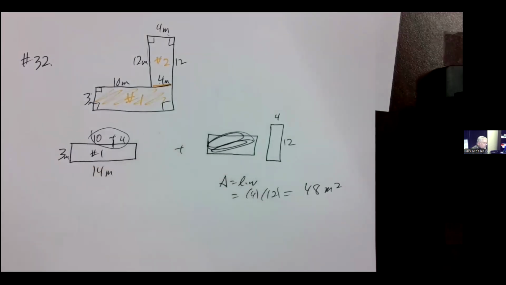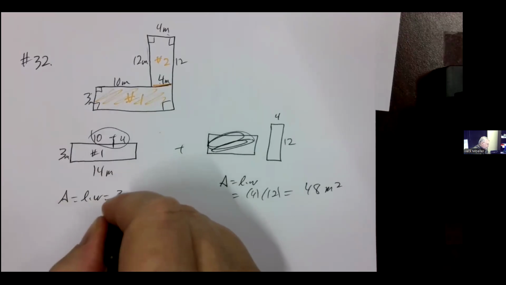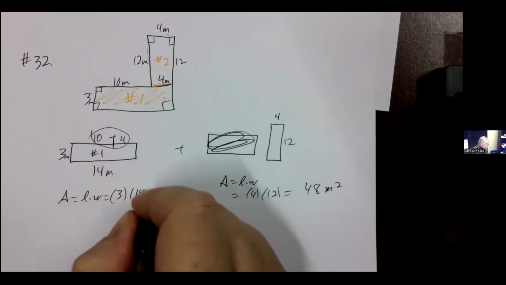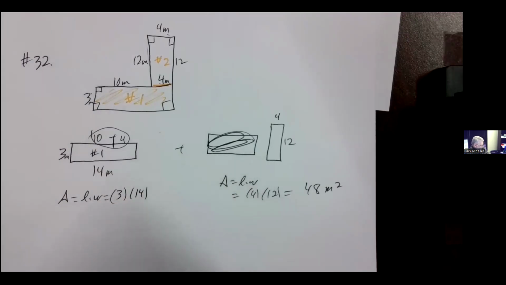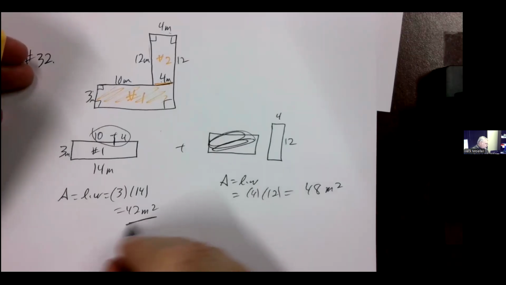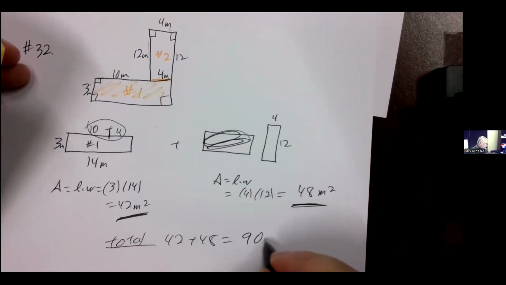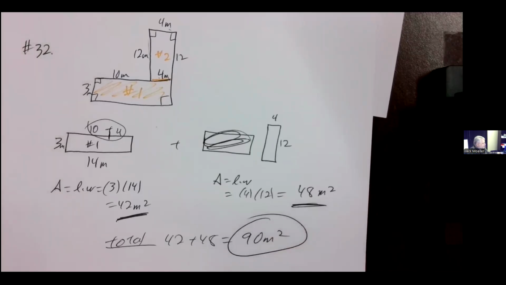So typically, when you have a problem like this, you're going to have to do a little bit of figuring, at least on one of the sides. But once you do that, it's length times width, because it's just a rectangle. So 3 times 14 is 42 meters squared. And then you just add those together. So what is that? 90 square meters.